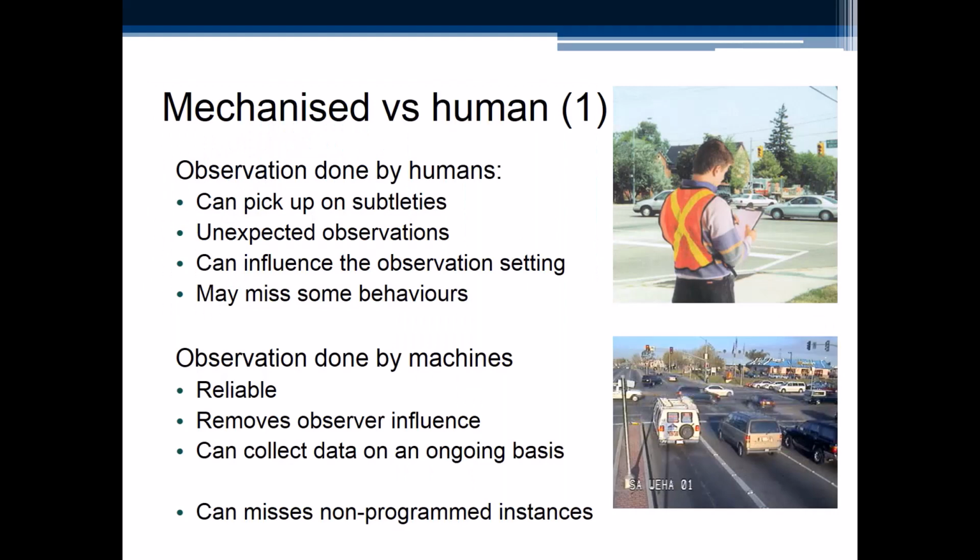We've got mechanized versus human observation. You can imagine in some instances it's quite useful to have a person go along and observe instances of a behavior. People can pick up on minor subtleties or minor instances of the behavior and note those down. The problem with people observing behaviors, though, is that across time people tend to fatigue very quickly and people tend to overlook or miss some instances of behavior because they do get fatigued.